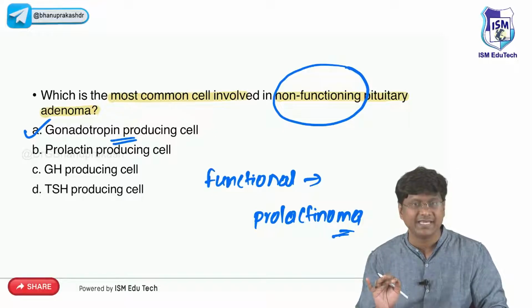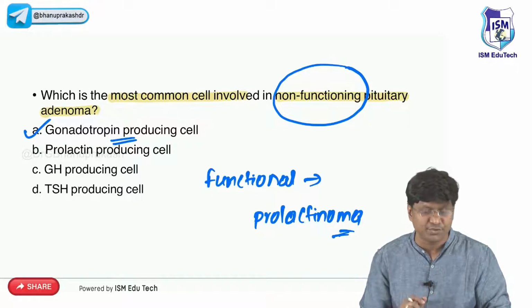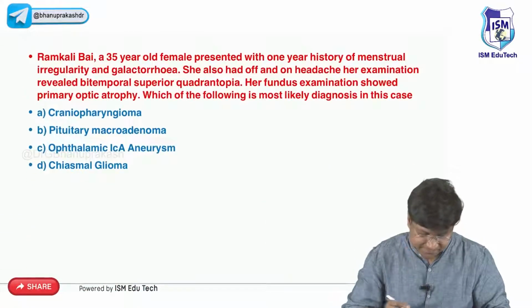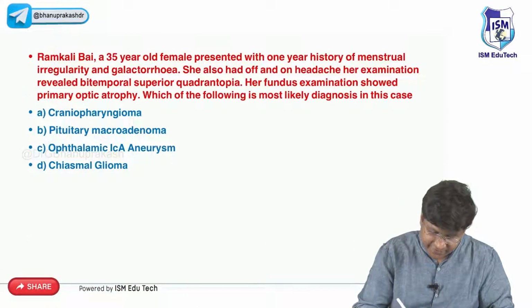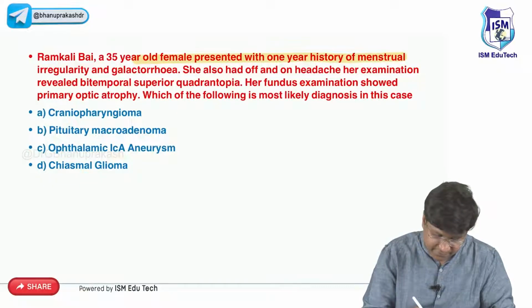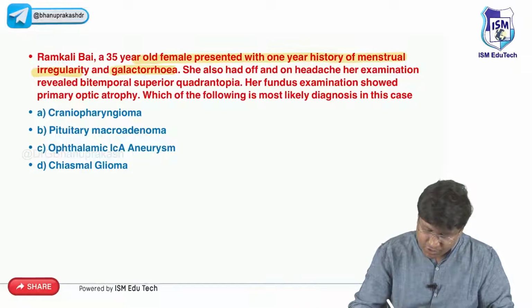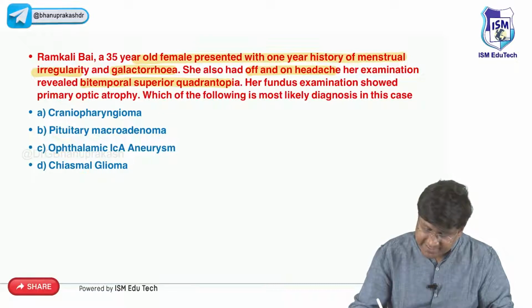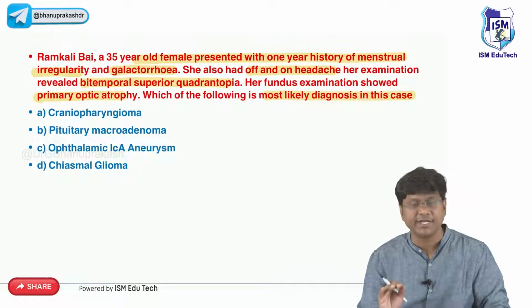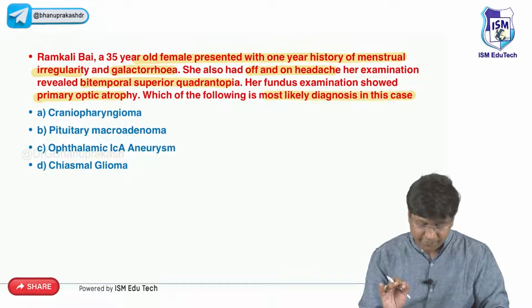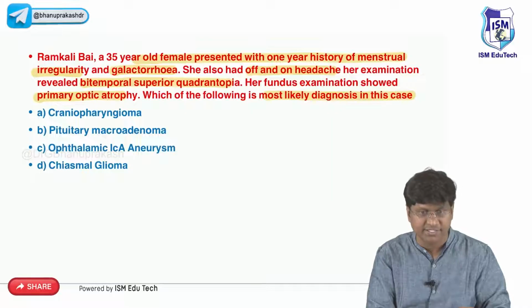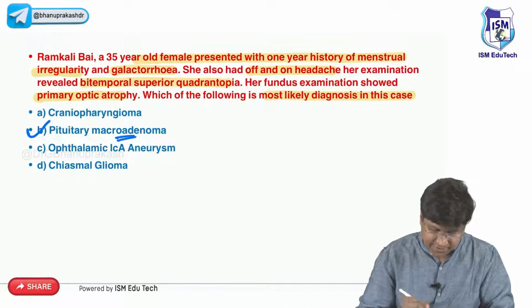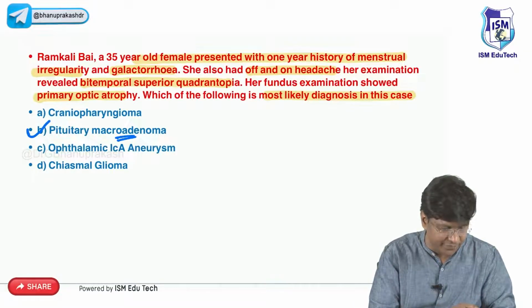Now, let me quickly recap your pituitary tumors. See this question. Ramkali Bai, a 35-year-old female, presented with a 1 year history of menstrual irregularity and galactorrhea. She also has on and off headache. Her examination revealed bitemporal superior quadrantanopia. Her fundus examination showed primary optic atrophy. Which of the following is the most likely diagnosis? Craniopharyngioma, pituitary macroadenoma, ophthalmic aneurysm, or chiasmal glioma. The correct answer is pituitary macroadenoma, and it is not craniopharyngioma.